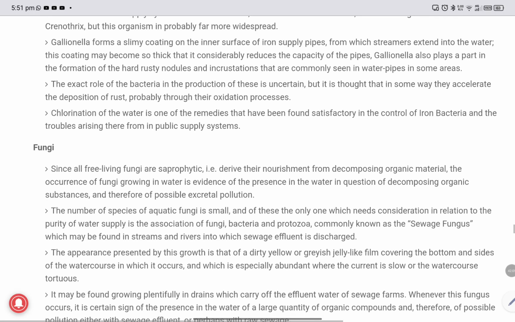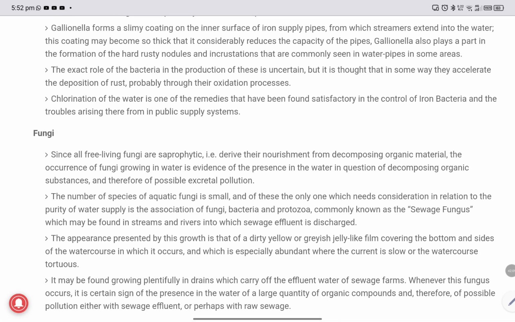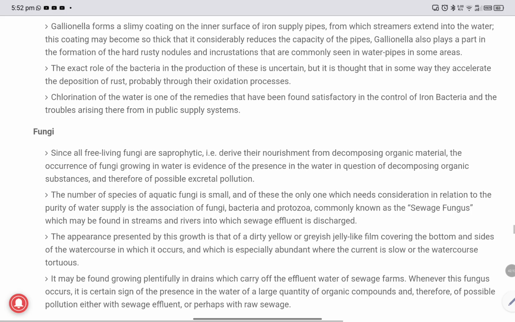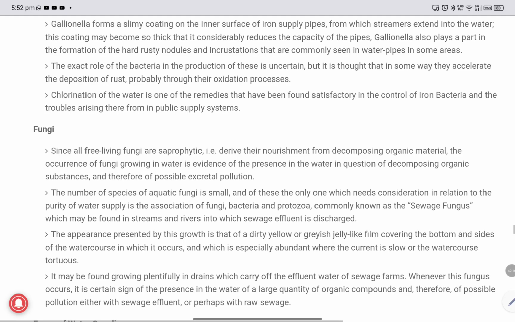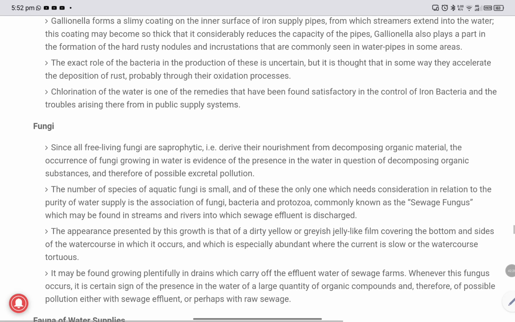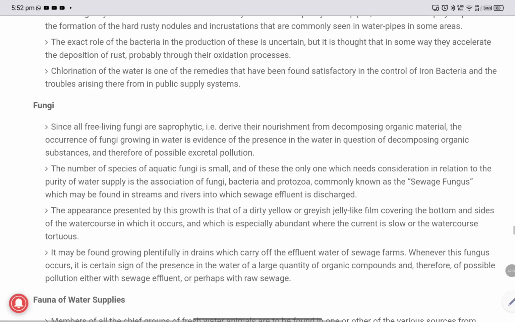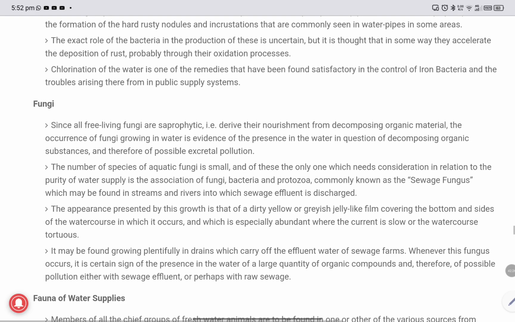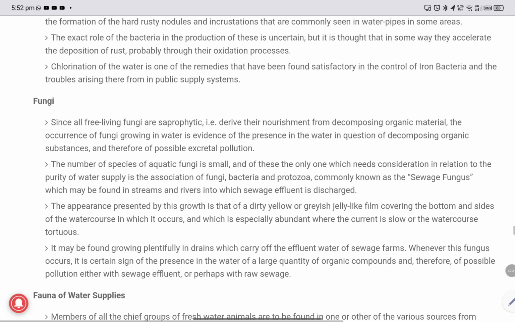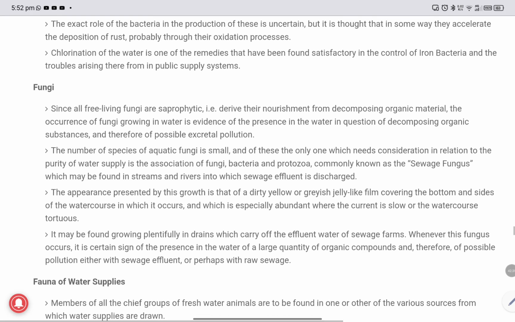The exact role of the bacteria in the production of this is uncertain, but it is thought that in some way they accelerate the deposit of rust, probably through their oxidation process. Chlorination of the water is one of the remedies that have been found satisfactory in the control of iron bacteria and the troubles arising therefrom in public supply systems.